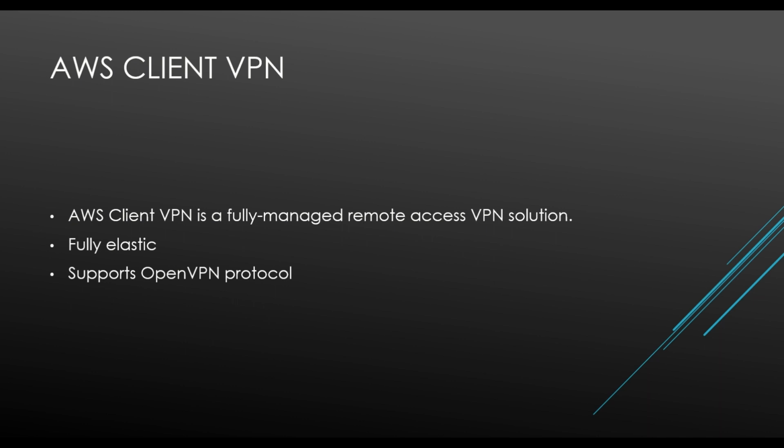AWS Client VPN, including the software client, supports the OpenVPN protocol. It's the managed implementation of OpenVPN. AWS Client VPN can use either identity-based or certificate-based authentication. In this video, I will show you how to use the identity-based authentication. We will use AWS Directory Service in Simple AD mode as an identity store to provide authentication. Any users which are created in AWS Directory Service will be able to use AWS Client VPN.